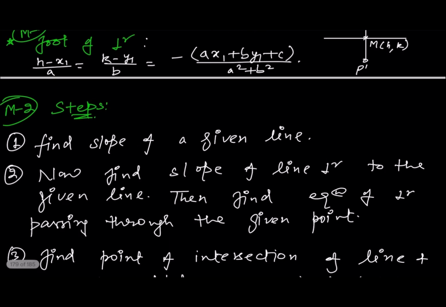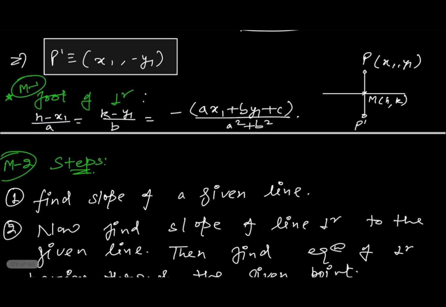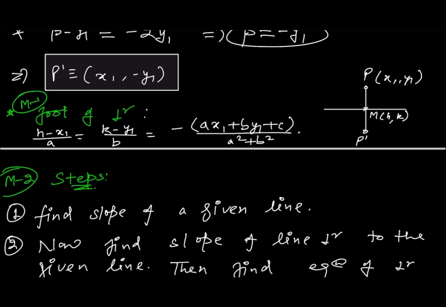Okay, now what I'm saying, first of all we have to find the slope of the given line. As the line is given, we can directly say what the slope is. Now, if I want to find the slope of the perpendicular, then from the concept m1 m2 is equal to minus 1, we can also say the slope of the perpendicular to the given line.